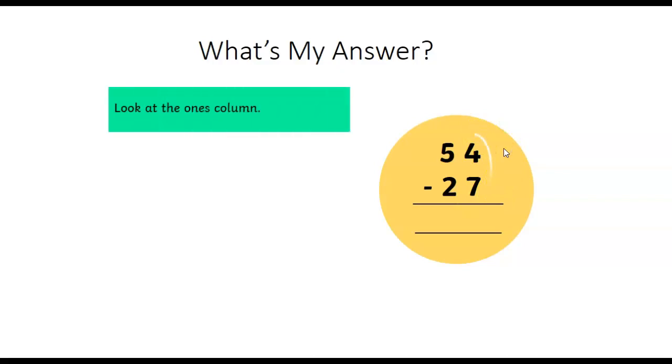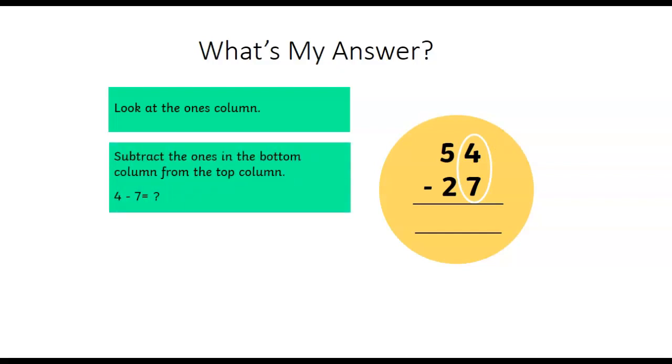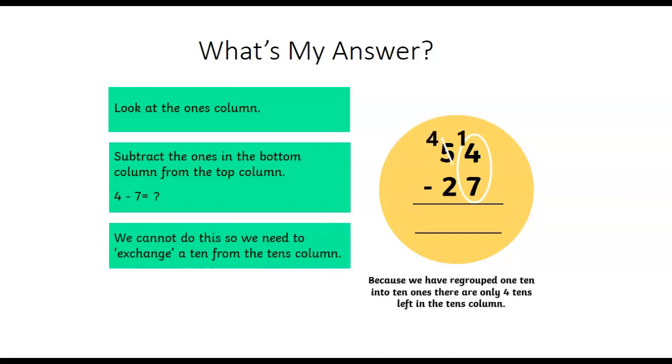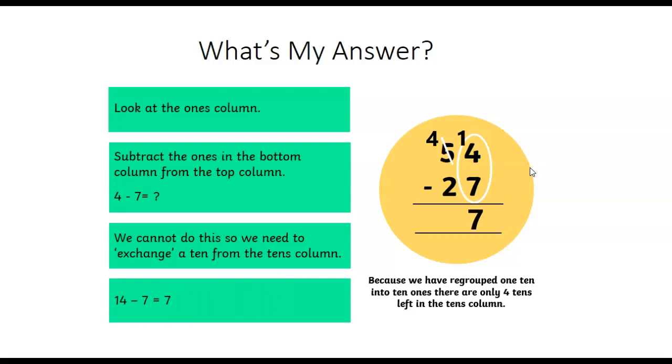My 4 and my 7. 4 fingers take away 7. I can't do it because the 4 is too small. So we'll have to exchange it. So what I have done is I've taken one of my 10s here. It doesn't matter which way you do your slash through as long as you cross that 5 10s out. 5 10s become 4. One of the 10s goes over there, and then I can do it. 14 take away 7 is, of course, 7.